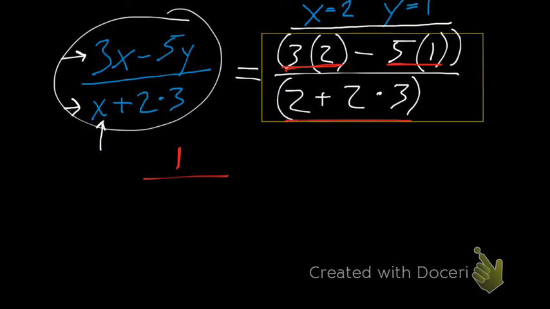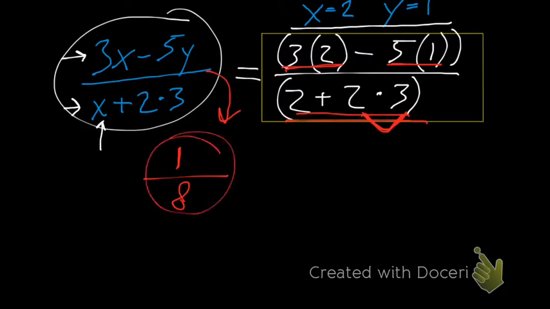And on the bottom here, we have to do this 2 times 3 first. Don't do the 2 plus 2. Multiplication comes before addition. Please excuse my dear Aunt Sally: multiplication, division, addition, subtraction is last. 2 times 3 is 6. 2 plus 6 is 8. So this whole thing just became 1/8. Can we simplify it any further? No. That's the answer.